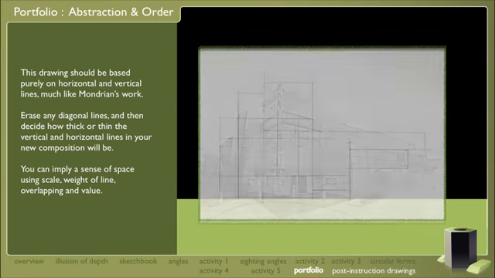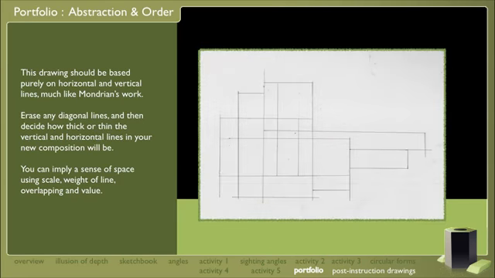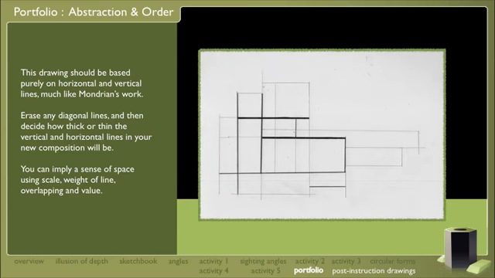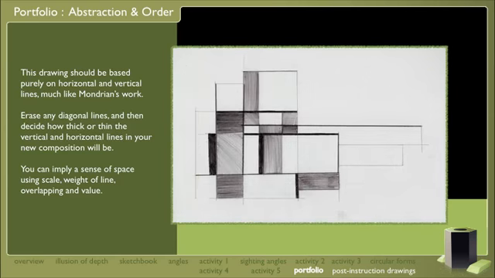In the second drawing, you will be simplifying the buildings even further. This drawing should be based purely on horizontal and vertical lines, much like Mondrian's work. Erase any diagonal lines and then decide how thick or thin the vertical and horizontal lines in your new composition will be. You can imply a sense of space using scale, weight of line, overlapping, and value. Develop and organize in your own way.